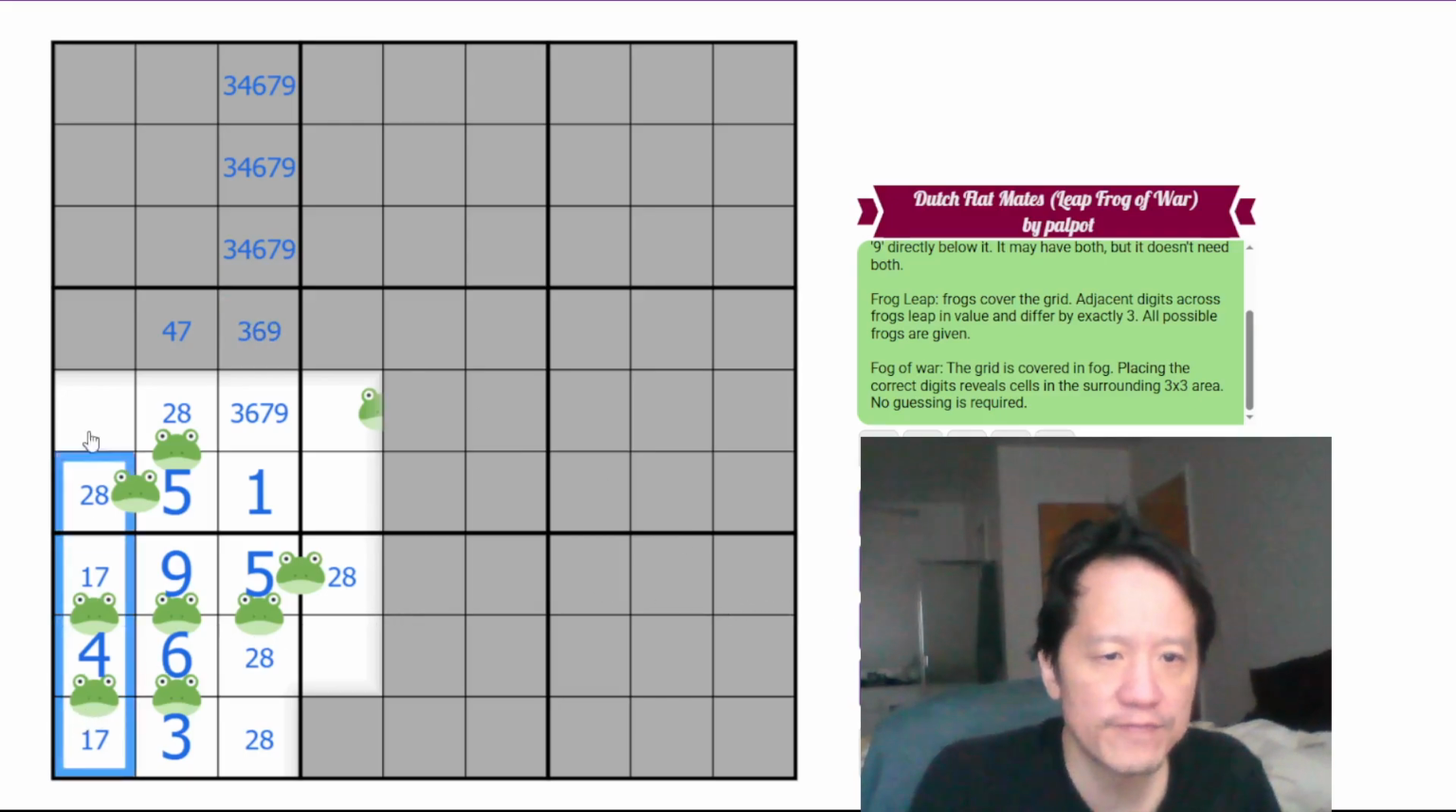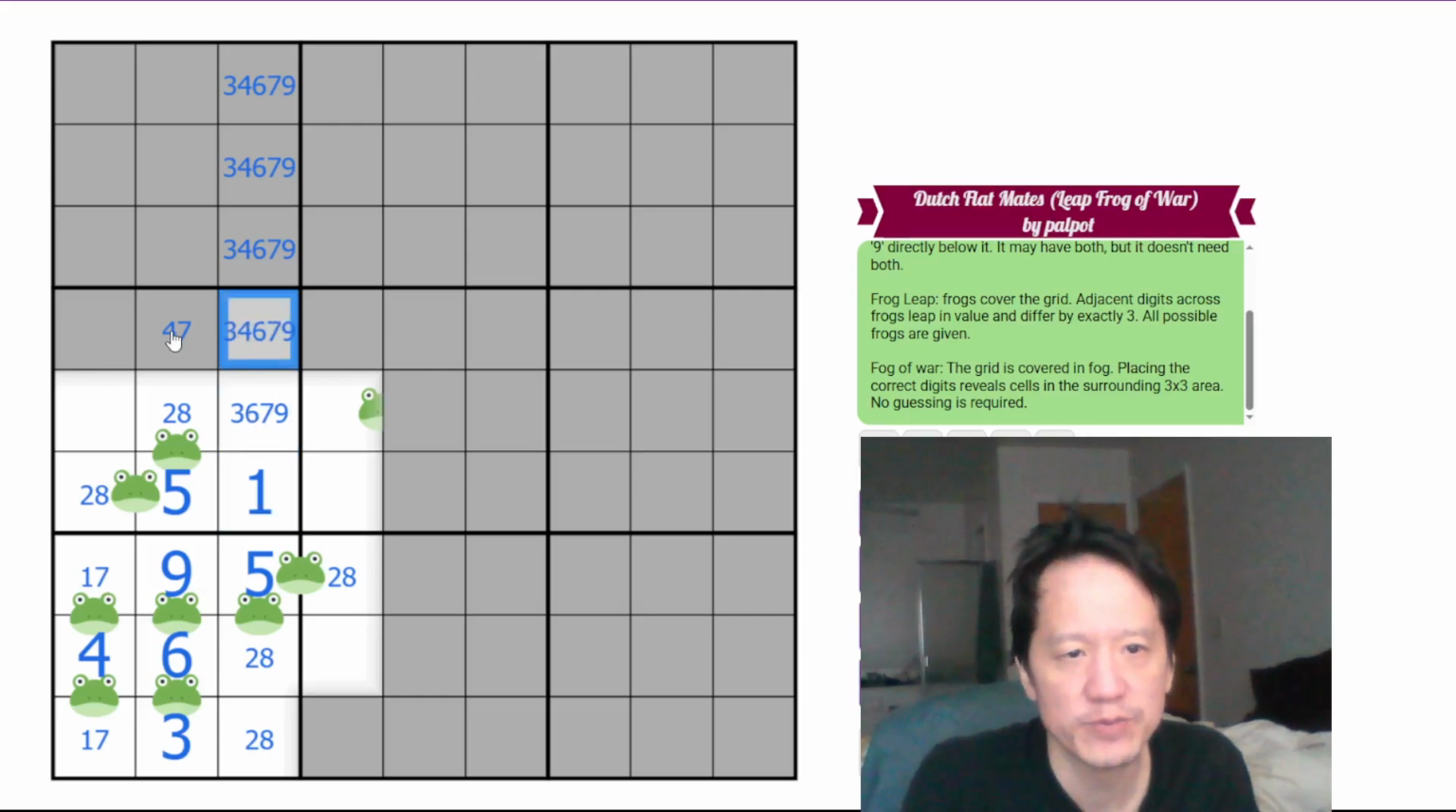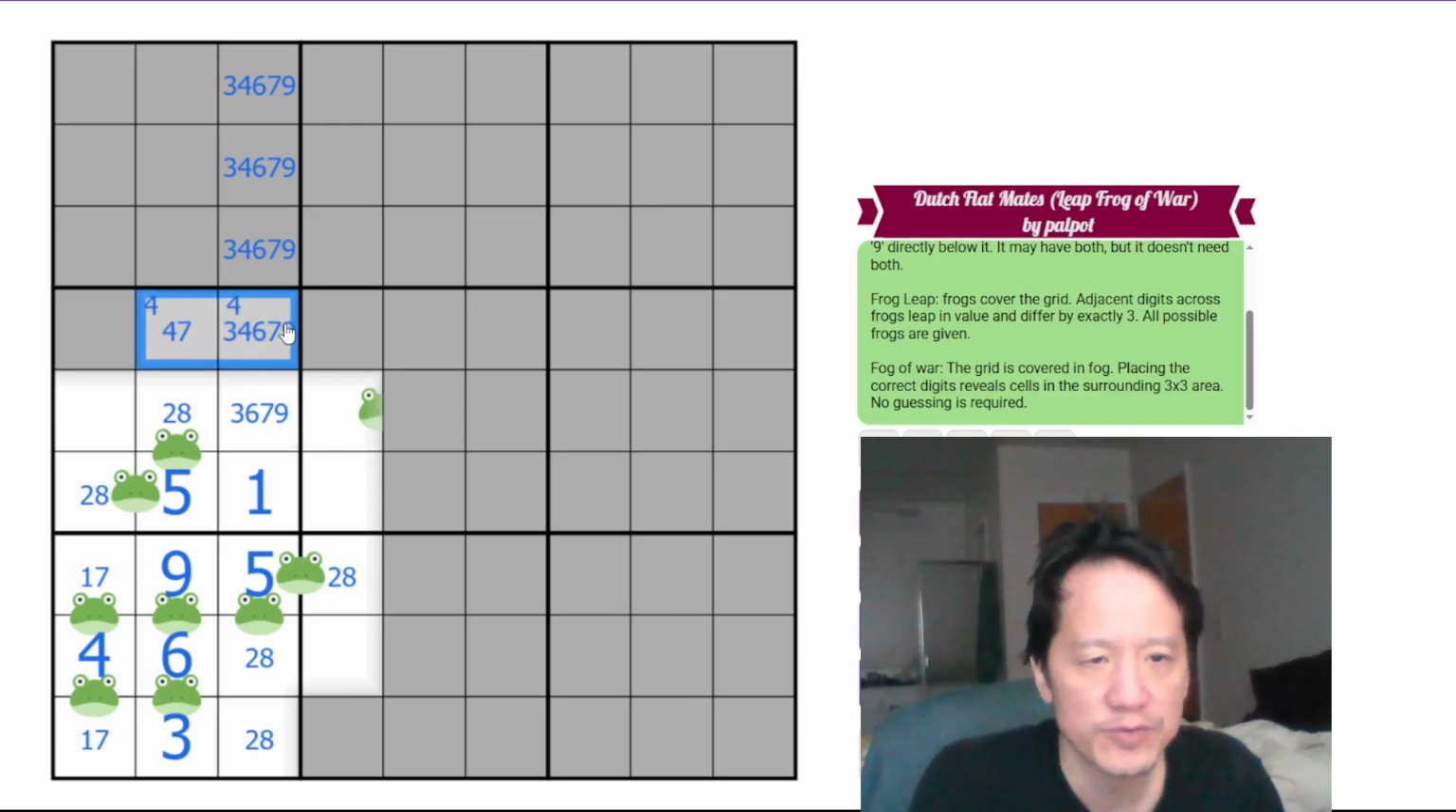Well, where can the 4 be now in this box? Can't be here because of the 4 here. Can't be here because it would be next to 1, and therefore there would be a frog there. Oh wait, this could be 4 or 7 because we know. Okay, so one of these must be a 4. We don't know if there's a frog or not here. This is 2 or 8. This is 2 or 8. This is 5.